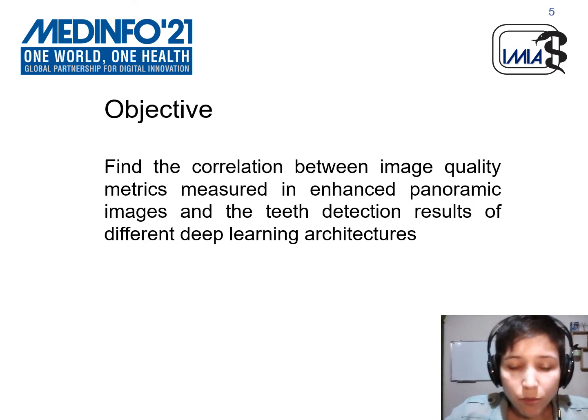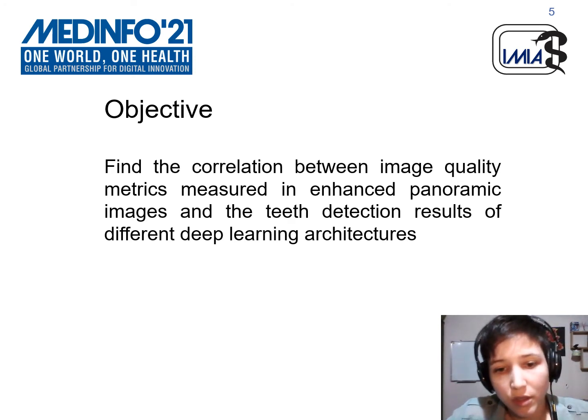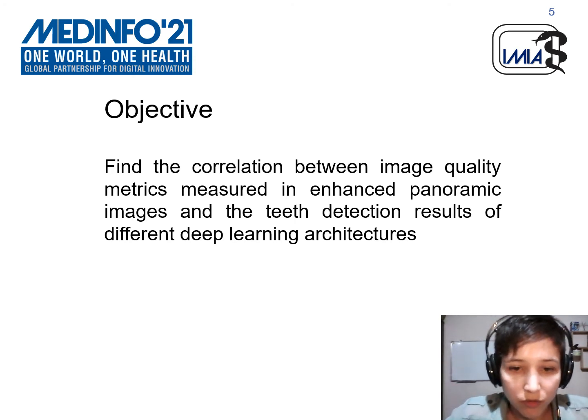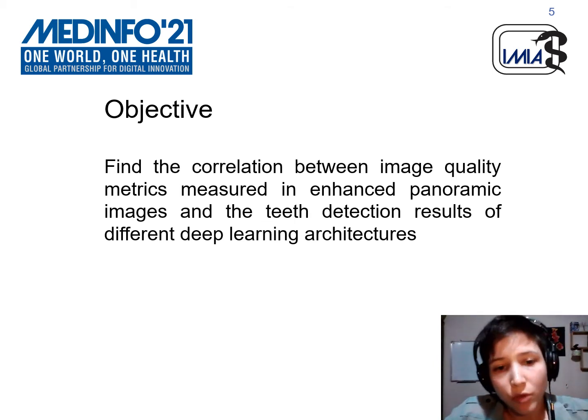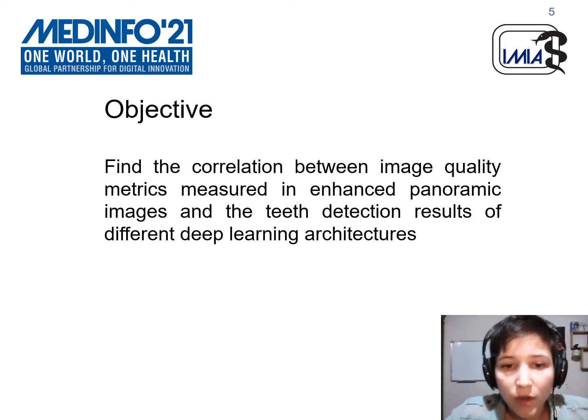Since it has been proven that using a preprocessing technique is a differentiating factor between deep learning algorithms that use the same architecture, in this work we were interested in finding the correlation between image quality metrics measured in enhanced panoramic images and the detection results of different deep learning architectures.